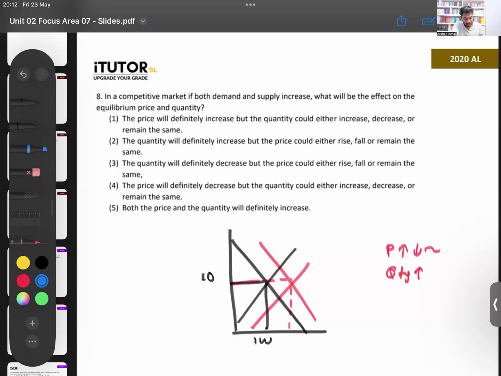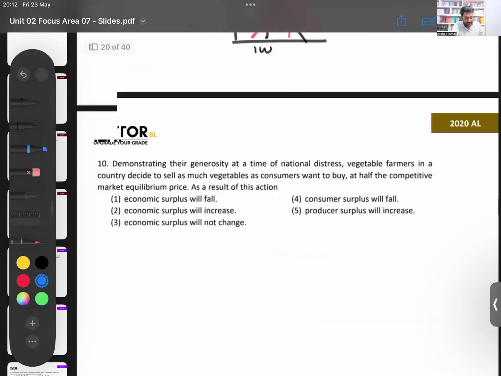Answer number. The quantity will definitely increase, but the price could either rise, fall, or remain constant. Now, the same thing, Lamai, they're testing it multiple times. You should get the hang of this now. Okay. Then the next one.